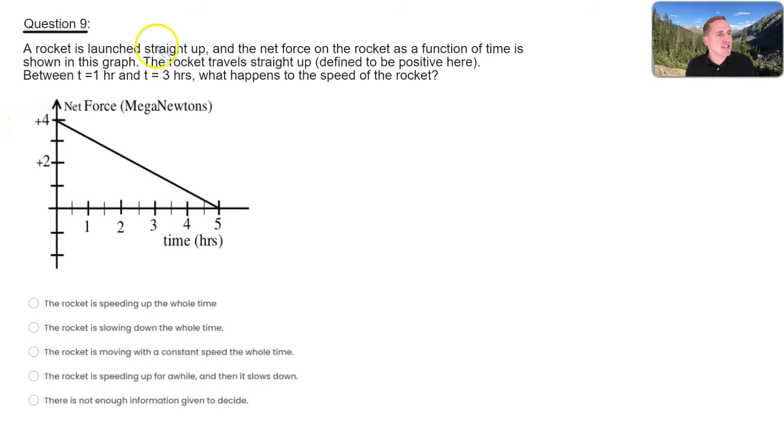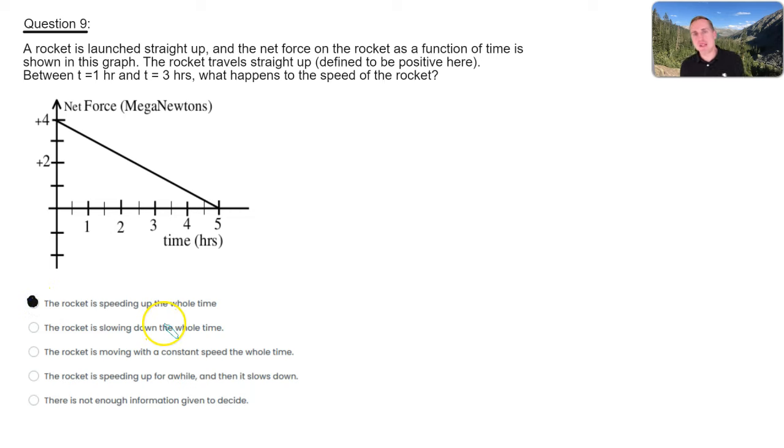Question 9. A rocket is launched straight up, and the net force on the rocket as a function of time is shown in this graph. The rocket travels straight up, defined to be positive here, between time equal to 1 hour and time equal to 3 hours. What happens to the speed of the rocket? Well, look what's happening. We're looking at the net force versus time. So the net force looks positive the whole time to me, certainly between 1 and 3 hours. And what that means is it should be accelerating, because if the net force is in the direction that the object's already moving, and positive is upward and it's a positive net force, this thing should be accelerating. It should be speeding up the whole time.